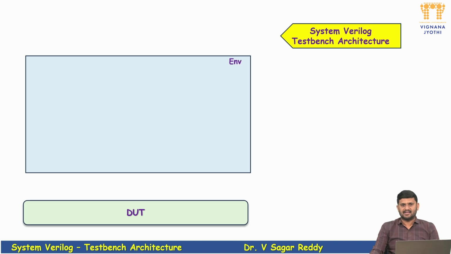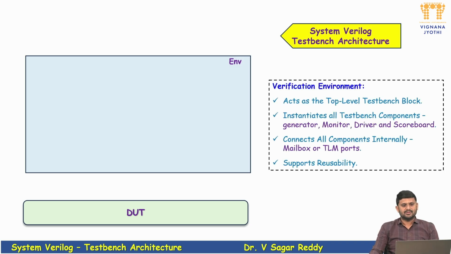Now, in the next step, the verification environment. On top of the DUT we add the first major testbench block, the verification environment, simply called the environment. This environment is the top-level container of your entire testbench. It is the block that organizes every single verification component. A generator, driver, monitor and scoreboard all live inside this environment. There are four important things we need to observe. One: it acts as the top-level testbench block, meaning it's the master container.